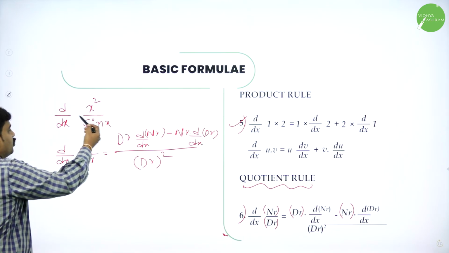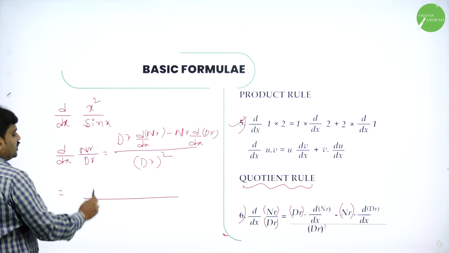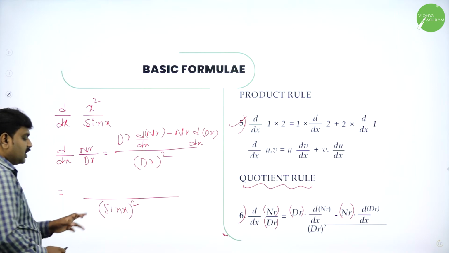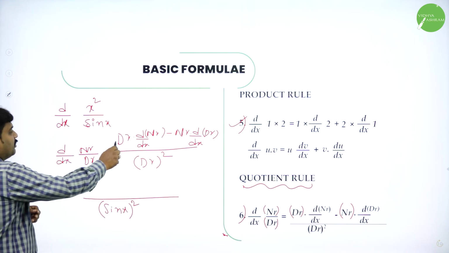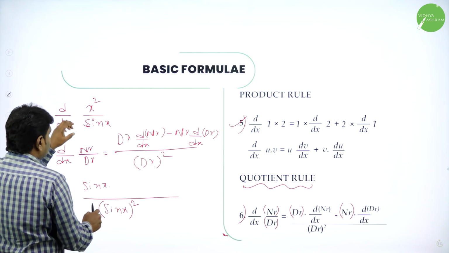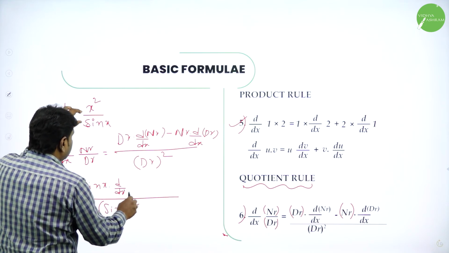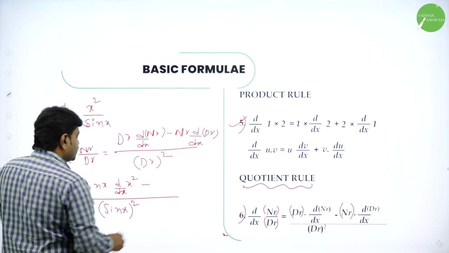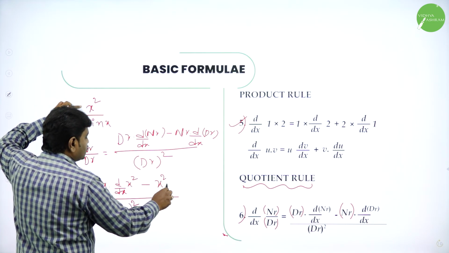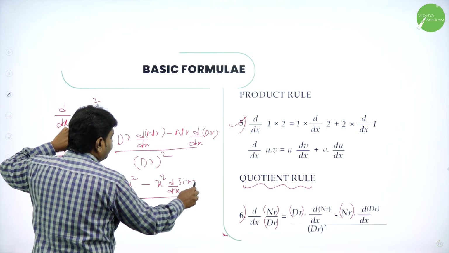Now it is in the form numerator by denominator. So the answer is, in the denominator, denominator the whole square. What is the denominator? Sin x. So sin x the whole square. In the numerator, denominator into derivative of numerator minus numerator into derivative of denominator: sin x into d by dx of x square, minus x square into d by dx of sin x.